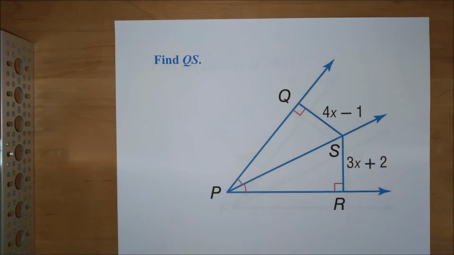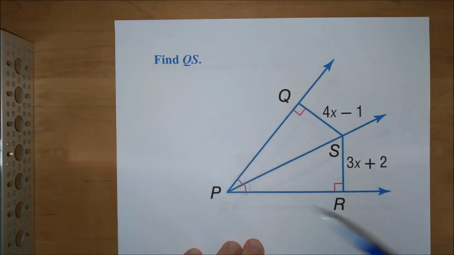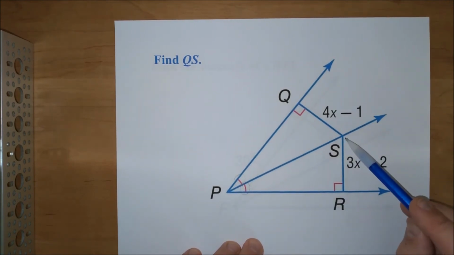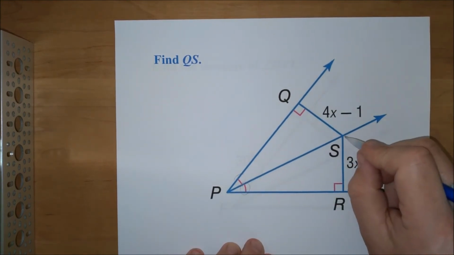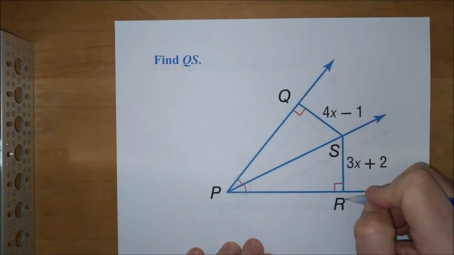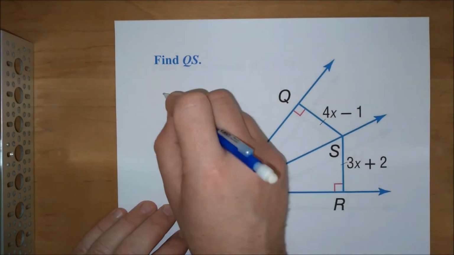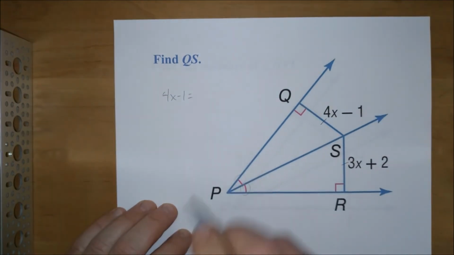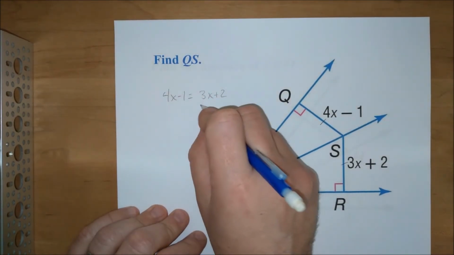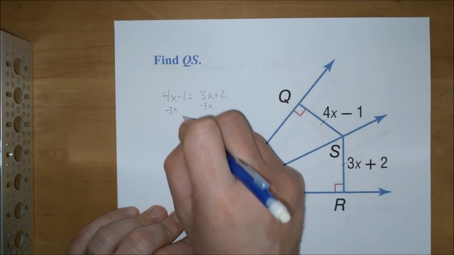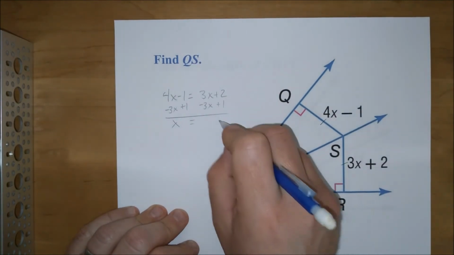Okay, here could we find QS? Again, I'm noticing these symbols here telling me that these angles are congruent. That tells me PS is an angle bisector. It's bisecting angle QPR. And if that's the case, then SQ must be congruent to SR. If that's true, then 4x minus 1 must equal 3x plus 2. Can we solve that for x? Let's go ahead and subtract 3x from both sides while we add 1 to both sides. And we're going to get x equals 3.